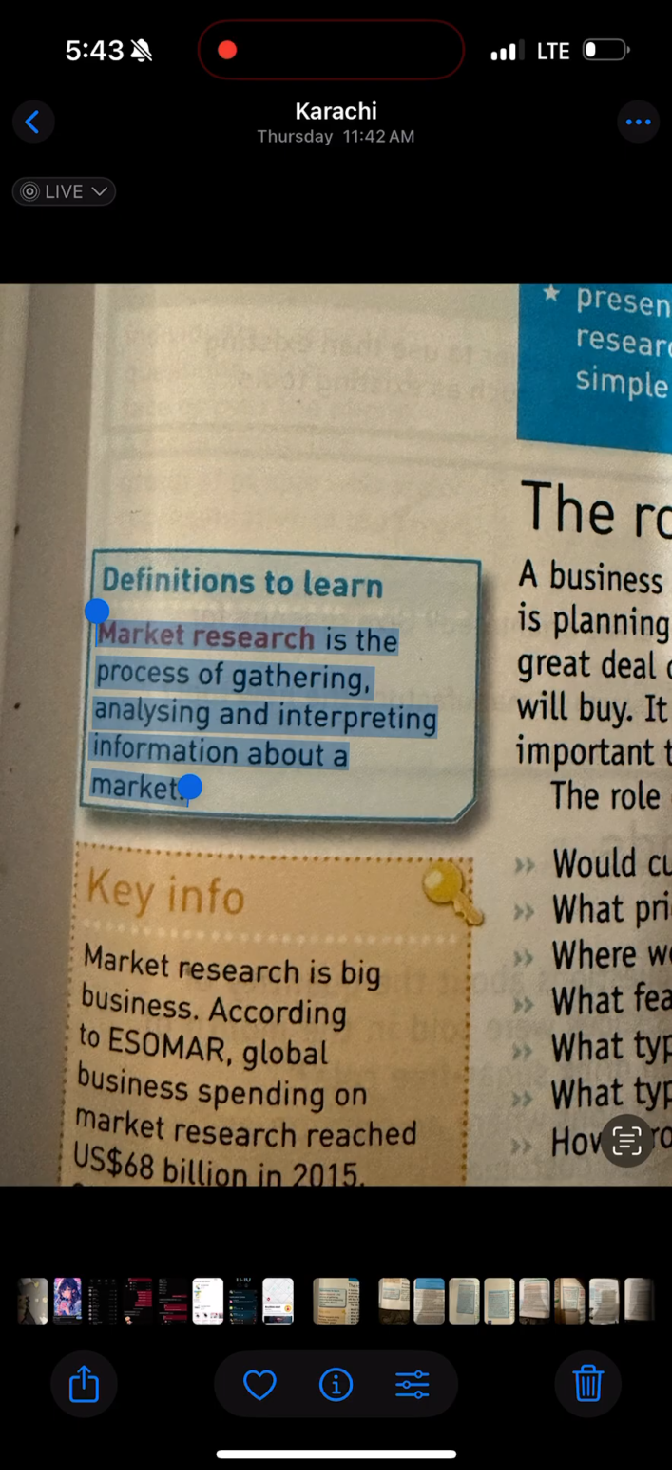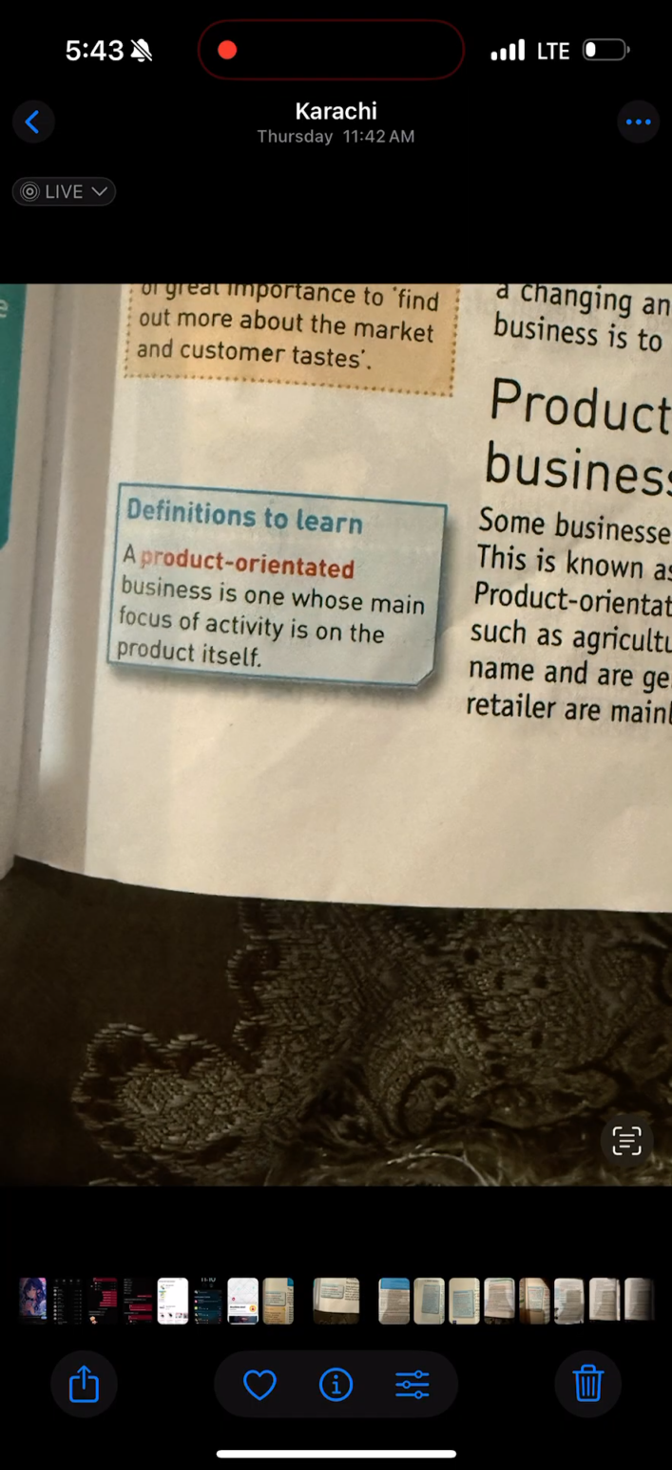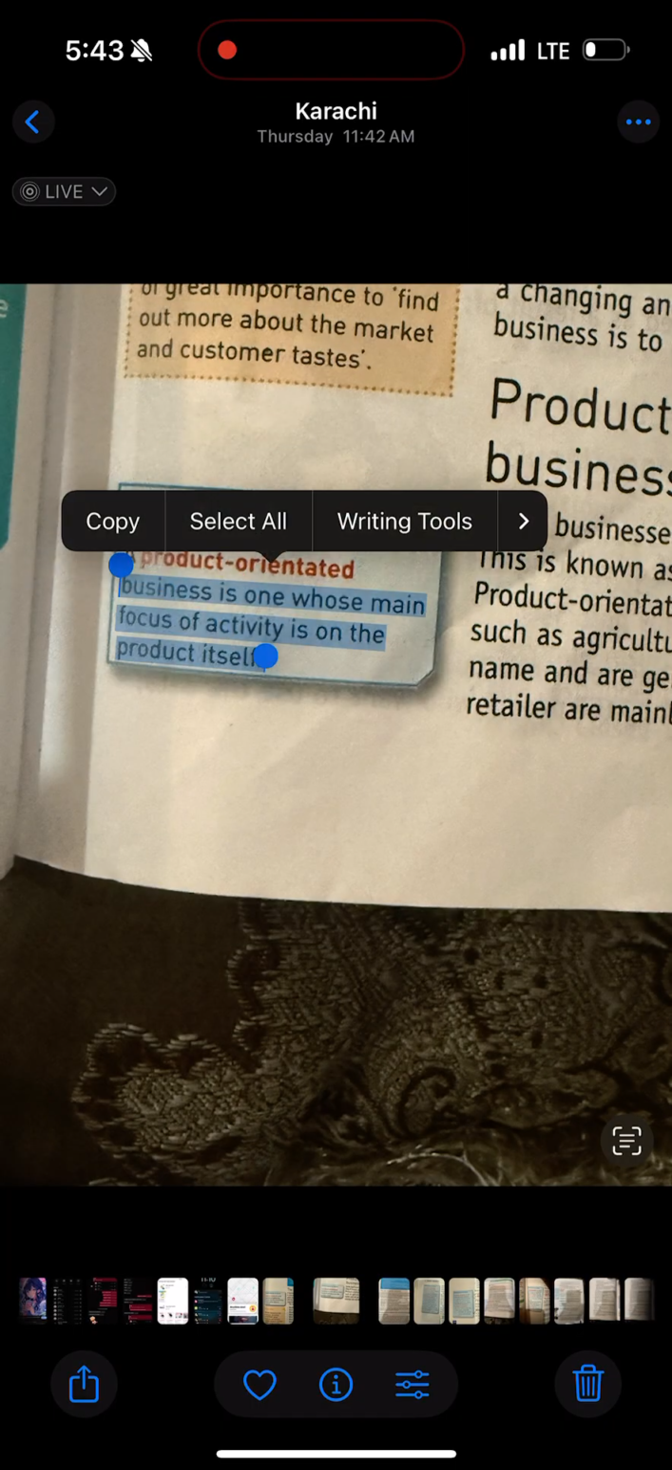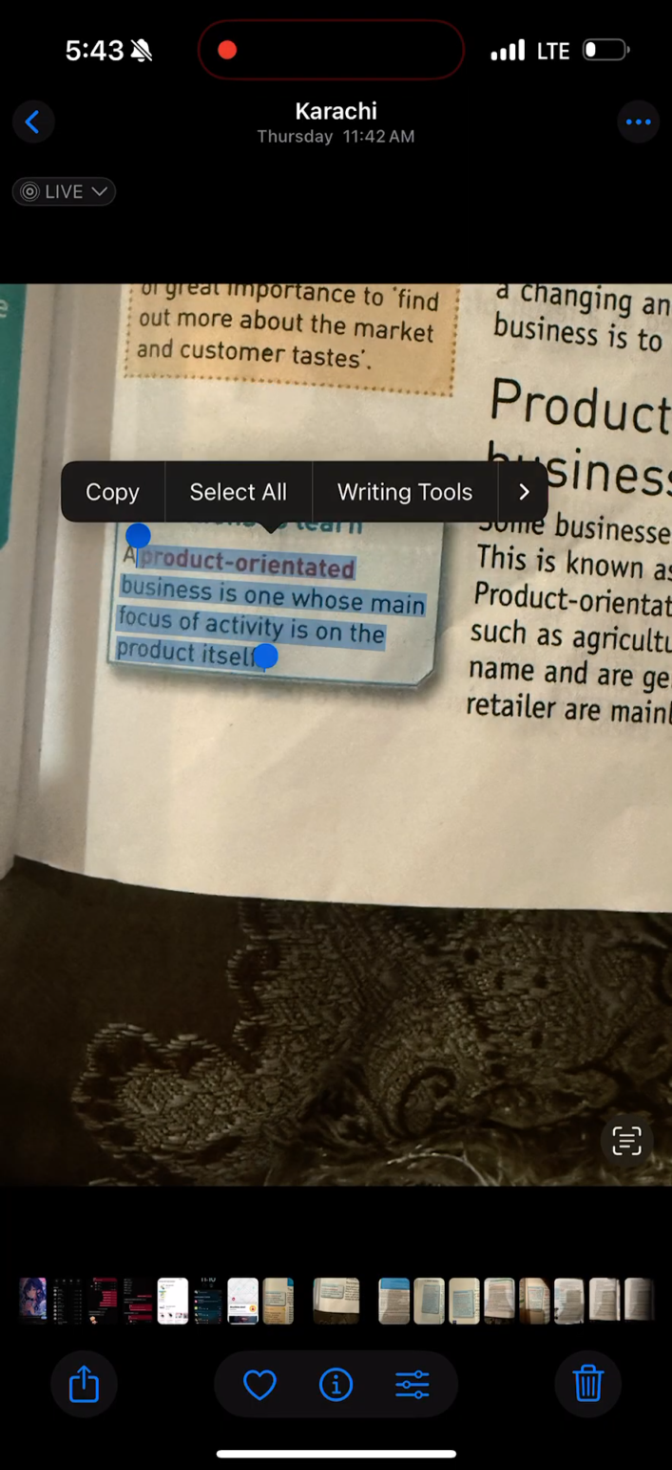Market research is the process of gathering, analyzing and interpreting information about a market. A product-orientated business is one whose main focus of activity is on the product itself.